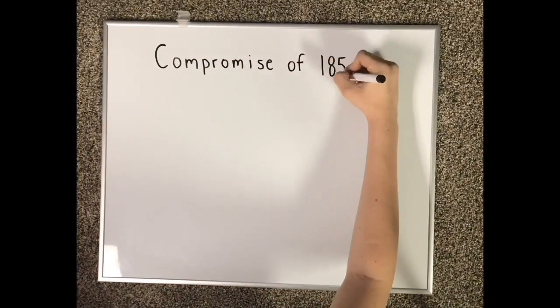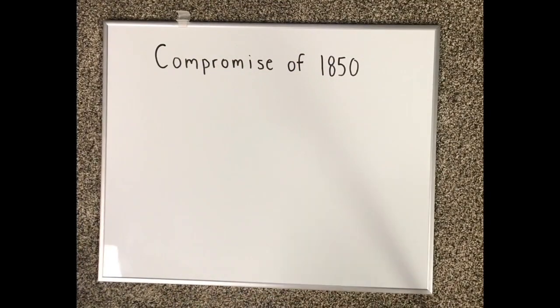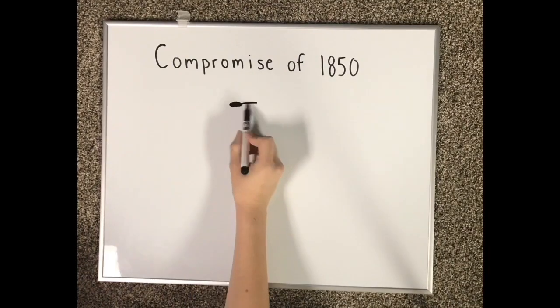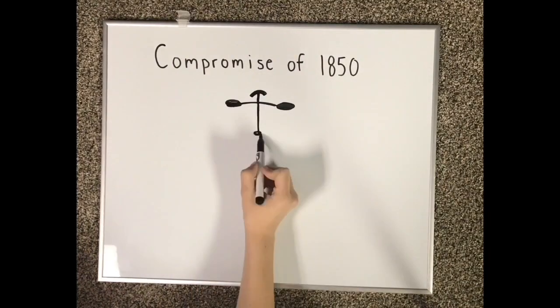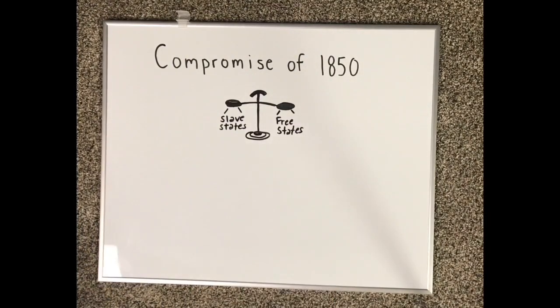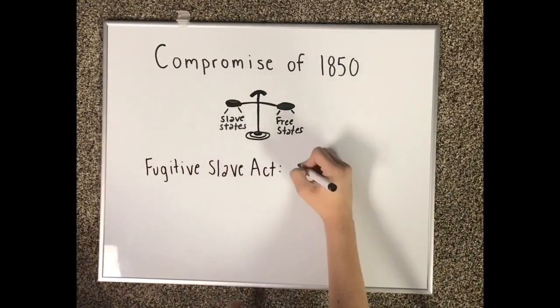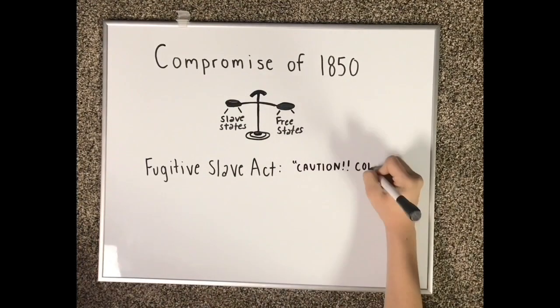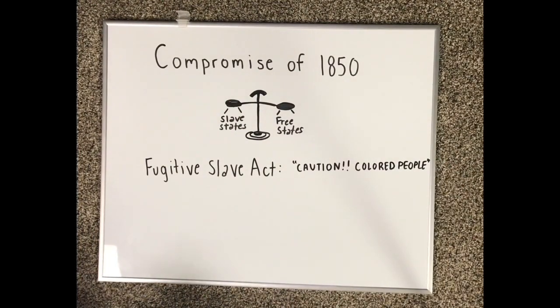Next came the Compromise of 1850. After California requested to enter the Union as a free state, questions over the balance of slave and free states arose once again. Henry Clay introduced a series of compromises in an attempt to prevent a crisis between the North and the South.